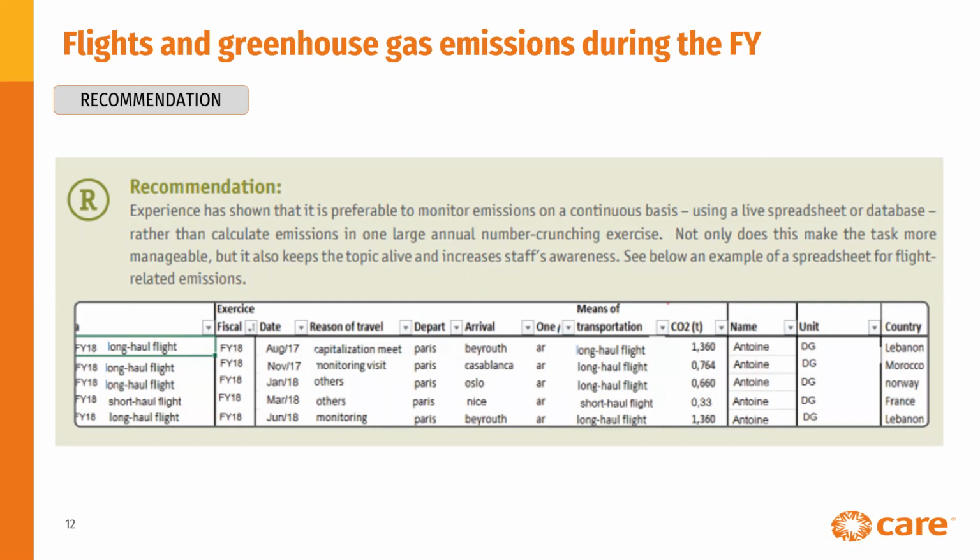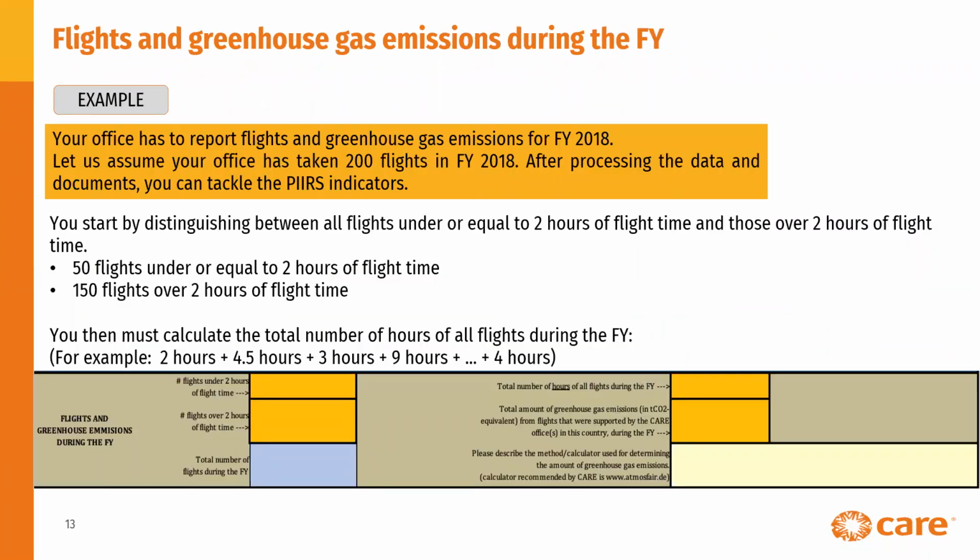We will now proceed with an example to illustrate how to fill in this data for the flight section. In this example, let's assume that your office has to report flights and greenhouse gas emissions for fiscal year 2018. Let us assume that your office has taken 200 flights in fiscal year 2018. After processing the data and documents, you may tackle the PIIRS indicators. You can start by distinguishing between all flights under or equal to 2 hours of flight time and those over 2 hours of flight time. Say we find that 50 flights are under or equal to 2 hours and 150 flights are over 2 hours.